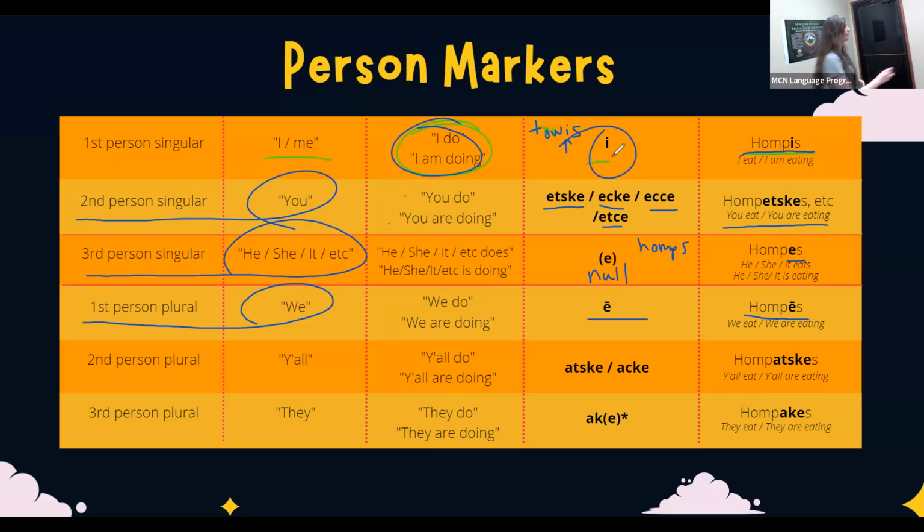Home bees. Second person plural, aka y'all. So y'all do or y'all are doing. It's ask and achk. So dowatskis comes from the same place, right? So hombotskis. Y'all are eating or y'all eat.